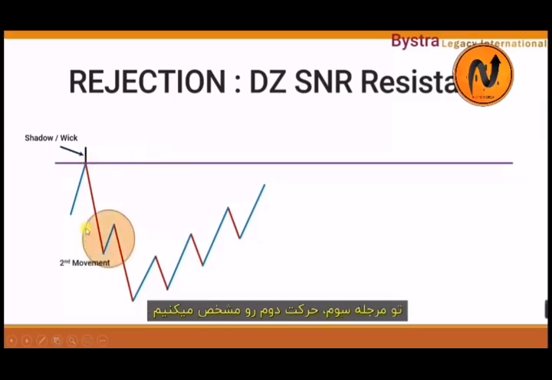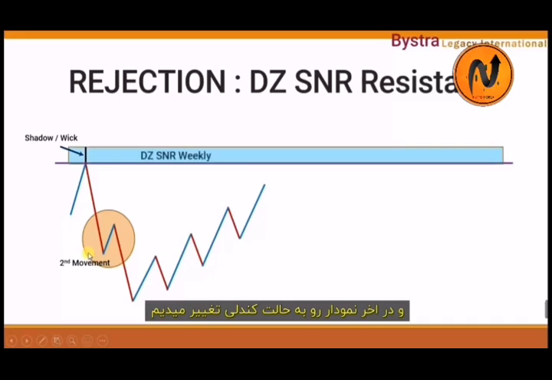Third, we mark the second movement. And then lastly, we change to the candlestick chart and mark our zone from the edge of the resistance all the way up to the shadow. Okay, as reminded earlier, if two of the candles are at this capital letter A, choose the highest shadow.